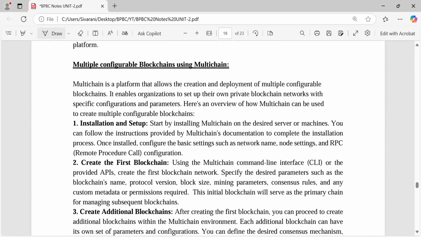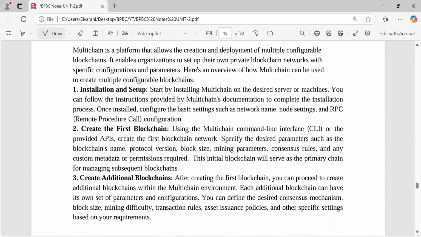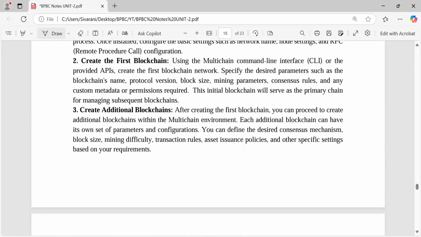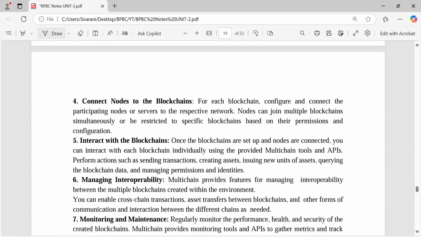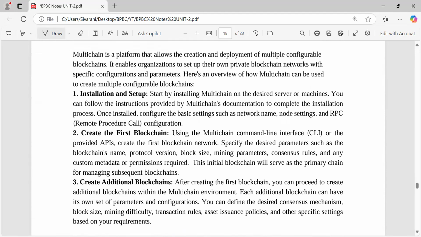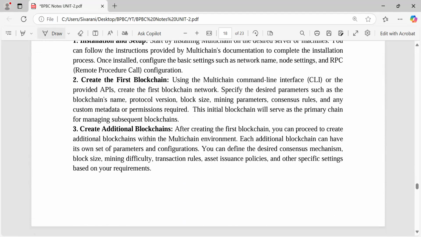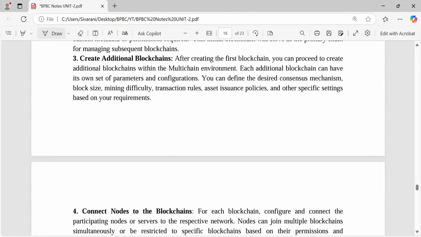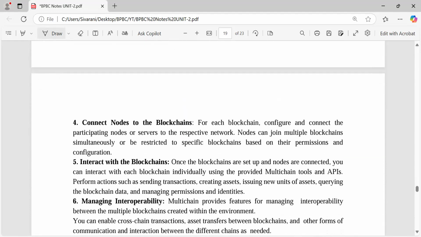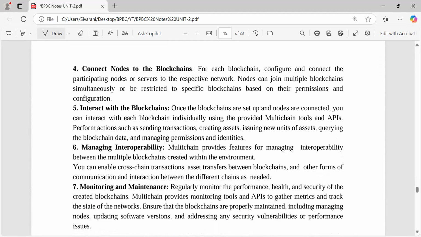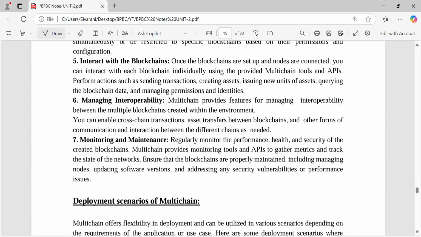Next, how do you create multiple configurable blockchains using MultiChain? First, installing and setup, create the first blockchain, and create any additional blockchains if you need them. Here in MultiChain, we are interacting or exchanging between the different chains, right? So if you need any additional blockchains, you can create them, connect nodes to the blockchain, interact with the blockchain, manage interoperability, and do monitoring and maintenance.